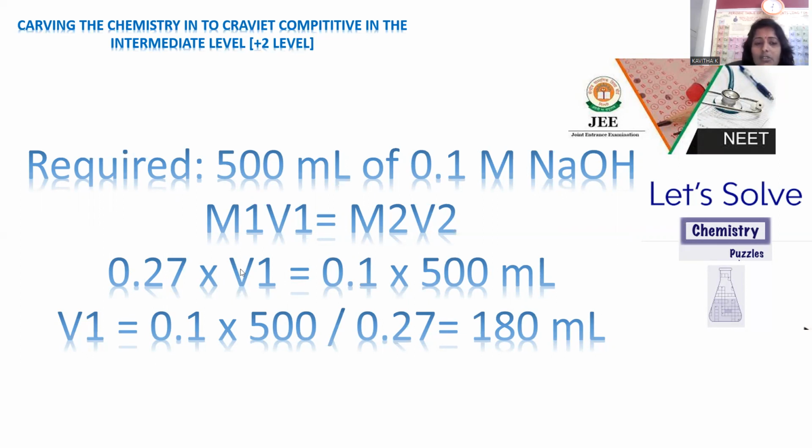This is the question. M2 is the molarity of the solution to be prepared, that is 0.1 molar. And how much do we have to prepare? 500 ml we have to prepare, right? So V1 is equal to M2 V2 by M1. M2 is 0.1 molar, V2 is 500 ml, and M1 is 0.27. So the volume of sodium hydroxide required will be 180 ml.